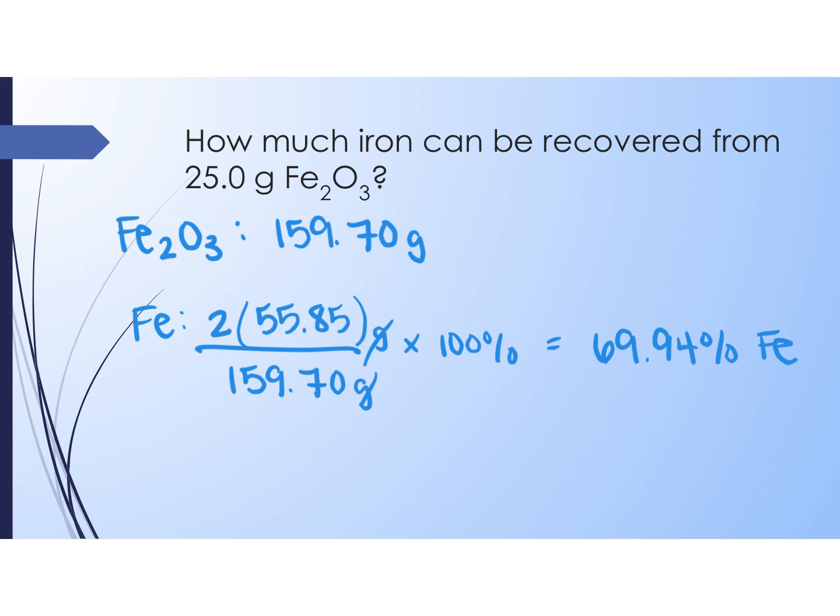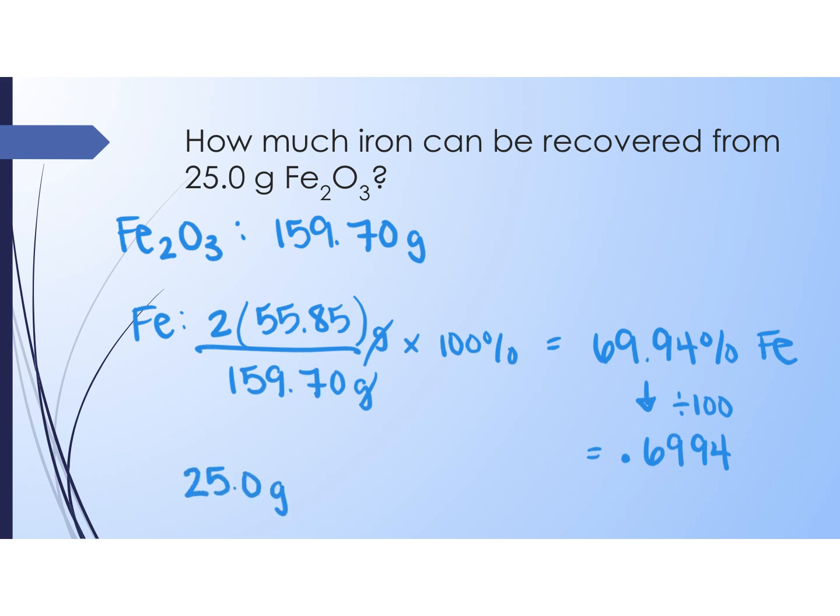Okay. So now we know in this compound, 69.94% of it is going to be iron. So now can we calculate iron in that 25 gram sample? What do we do with this 69.94%? Okay. Divide it by 100. So what does that become? Okay, so it's going to become 0.6994.